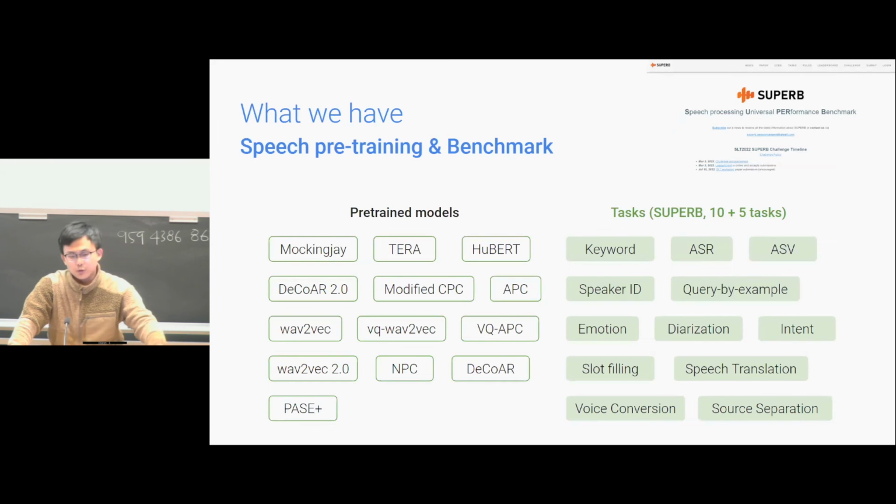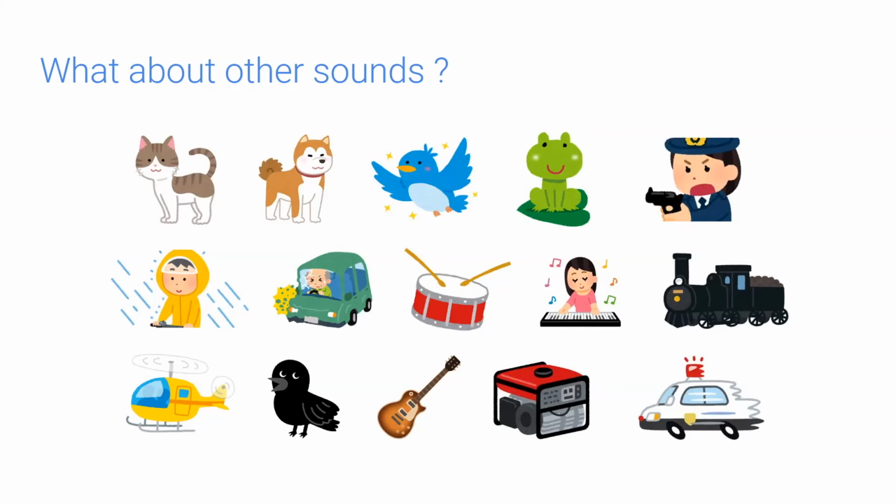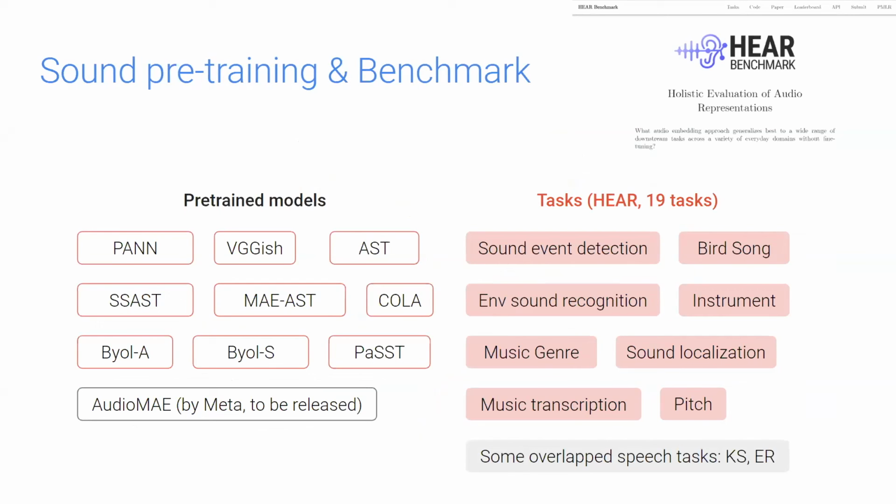Like we have a speech pre-training model and also the benchmarking pipeline, like for the SUPERB task. So the story is, what about other sounds? Like we have the animal sounds, we have the environmental sounds and music and instruments. Okay, so the story is there are lots of sounds out there, tons of sounds, which you can expect the speech pre-trained model actually knows very, very little about. So the fact is, there is also another ecosystem for the sound domain.